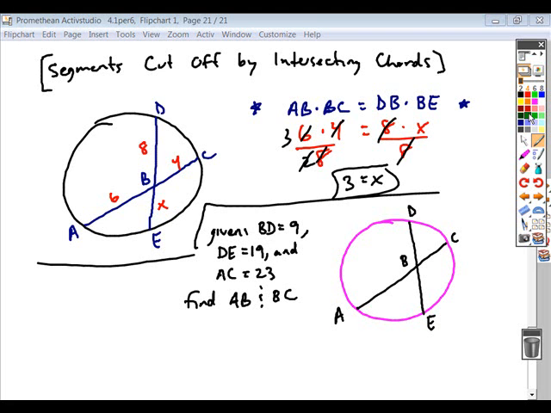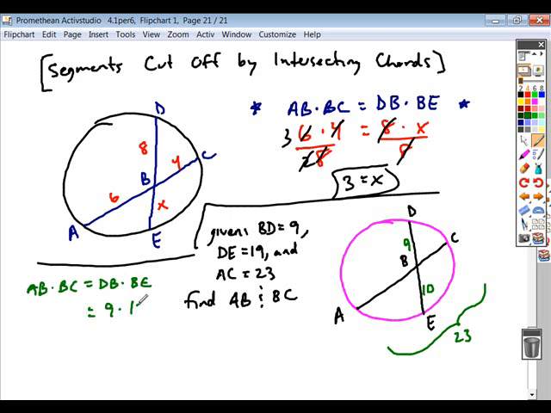If you label what you have, DB is 9. If DE is 19, what does that mean BE has to be? 10 is left for that, right? If the sum of the parts is equal to the whole. And then if AC, this whole thing, is 23, you can set up your relationship. You know that AB and BC's product has to equal DB and BE's product. Well, you know DB and BE, but what you don't know is the other segments.